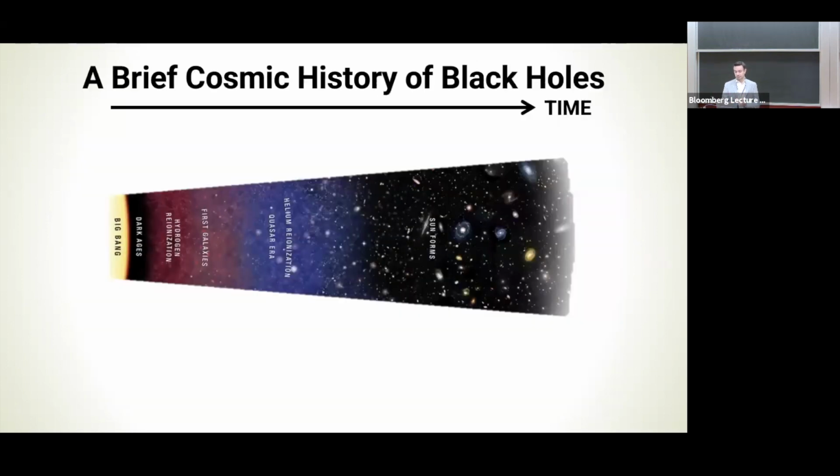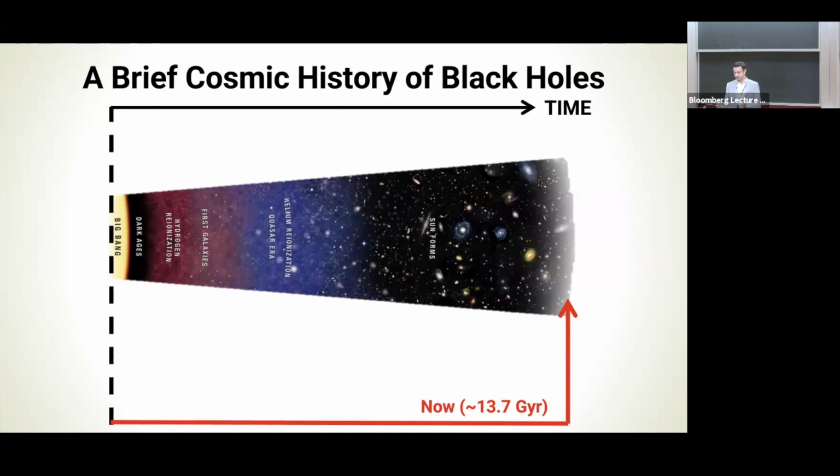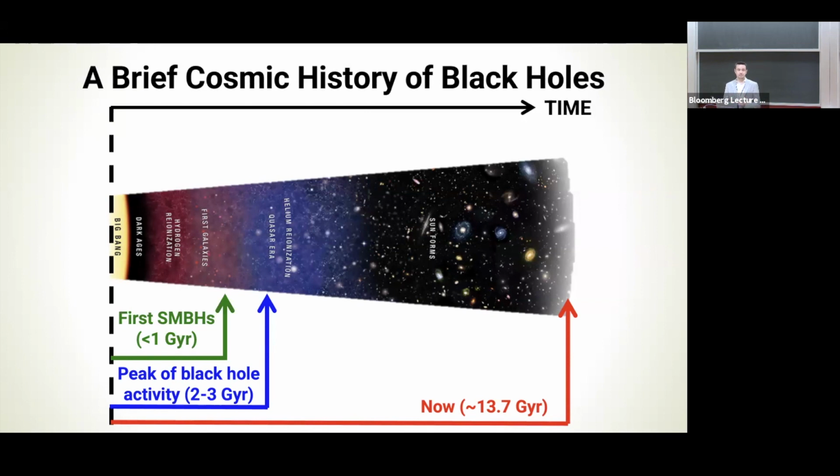So a very brief cosmic history of black holes. We are now about 13.7 billion years after the Big Bang. The peak of black hole activity, the quasar era, was about 2-3 billion years after the Big Bang, while the first supermassive black holes, or quasars, are detected now around redshift 7.5, 7.6, so less than 1 billion years after the Big Bang. The black hole seeds, the first population of black holes, were typically formed in the dark ages, between redshift 20 and 30.